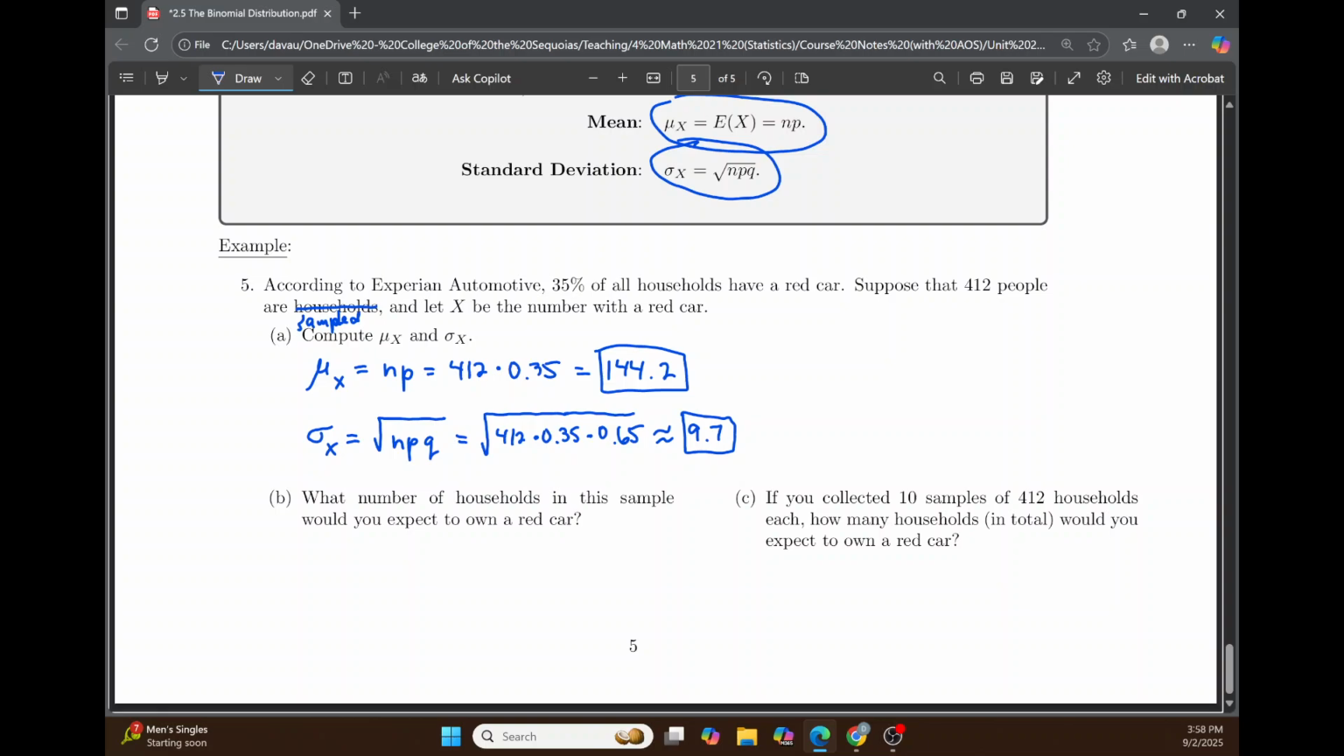144.2. But that answer doesn't make a ton of sense. I mean, it's correct, but imagine somebody asked you how many households in your sample had a red car, you would never say 144.2, right? How can 0.2 households own anything, right? It doesn't make sense. We would just round. We would just say 144, right? We would expect 144 red cars, right? Or we could say 144 households to have a red car.